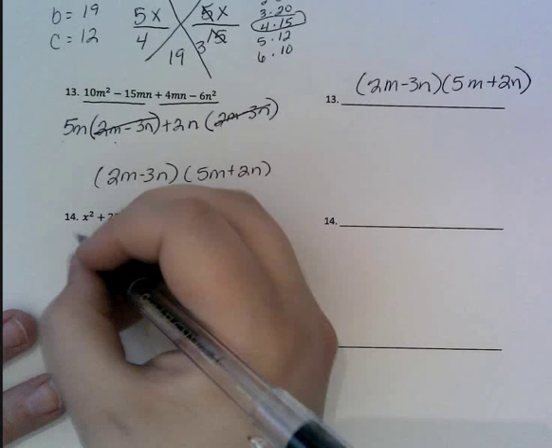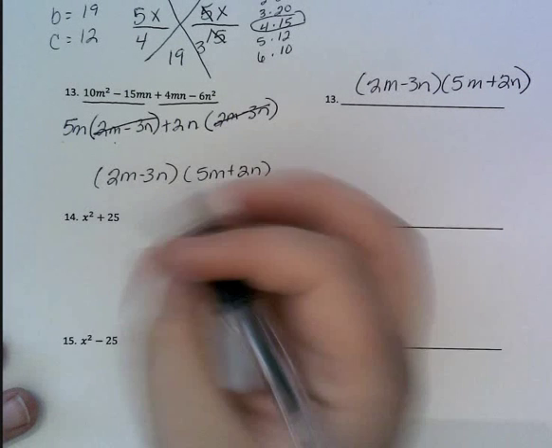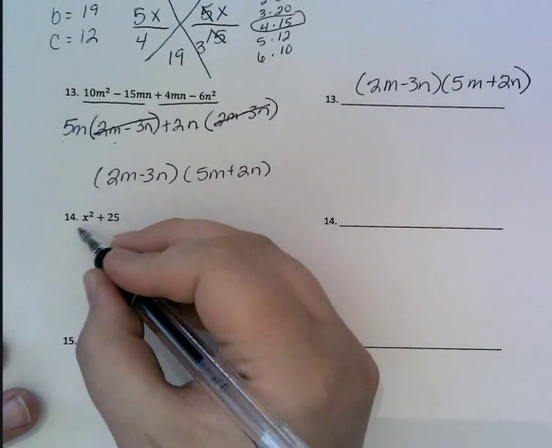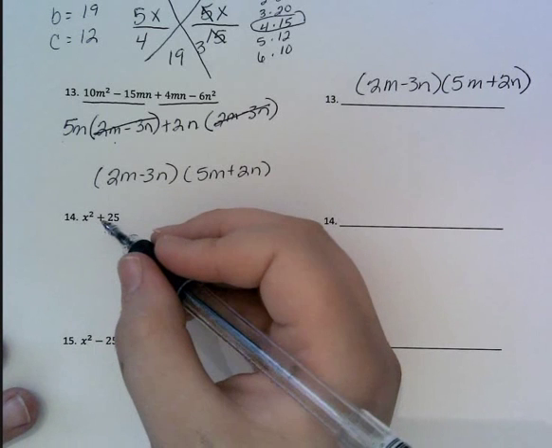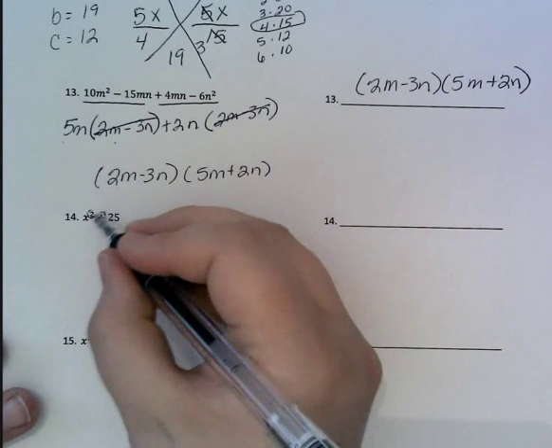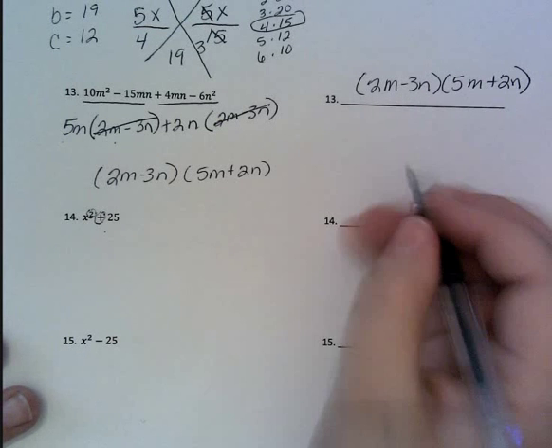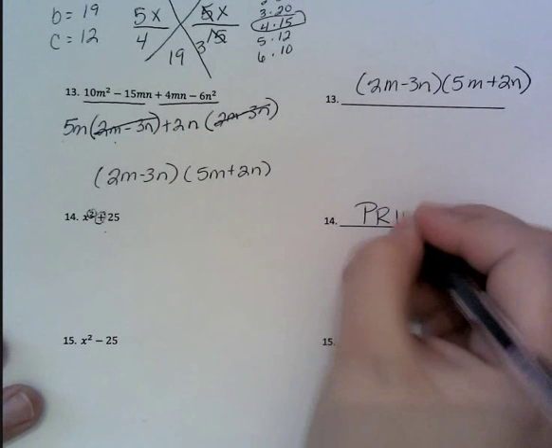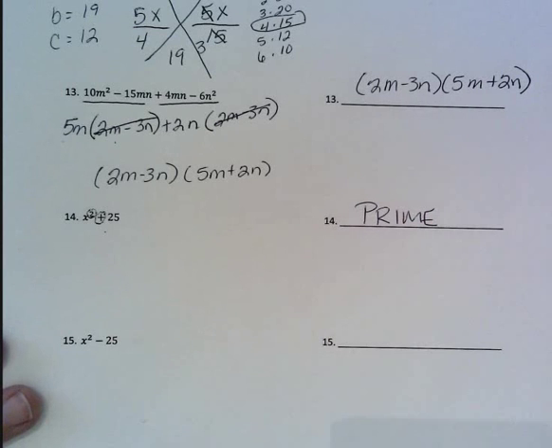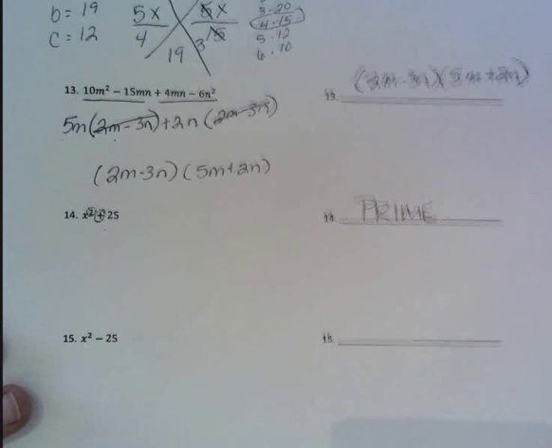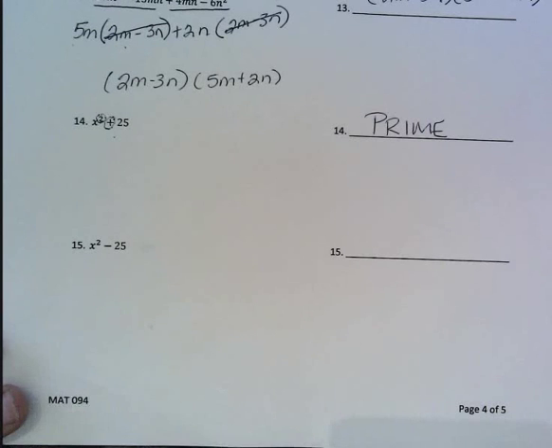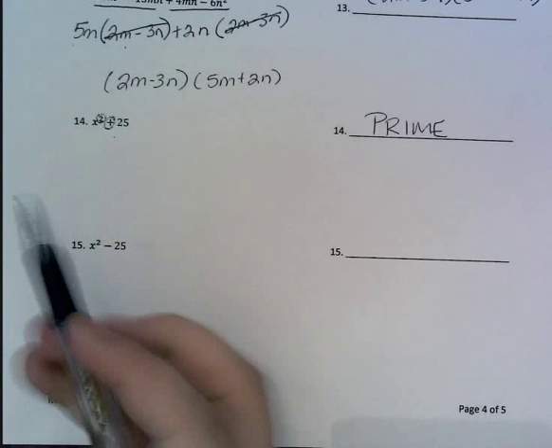On number 14, we have 2 terms. There is no greatest common factor, and it's the sum of squares. We know that the sum of squares is always prime. But on number 15, notice that these 2 problems are very similar. The only difference is the sign that connects them.